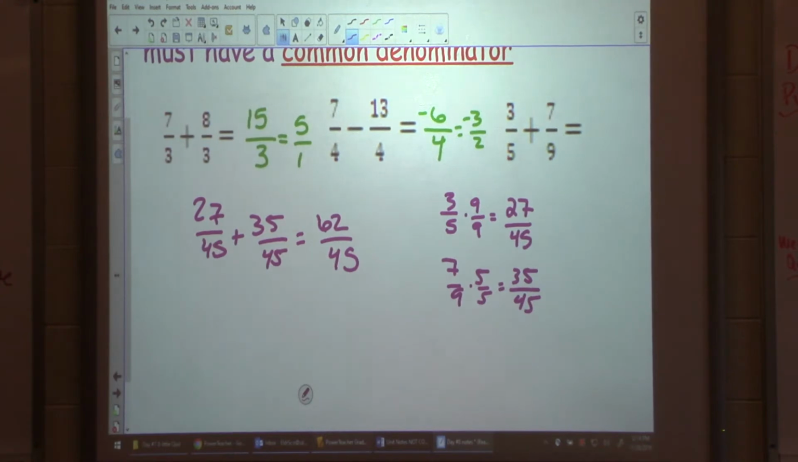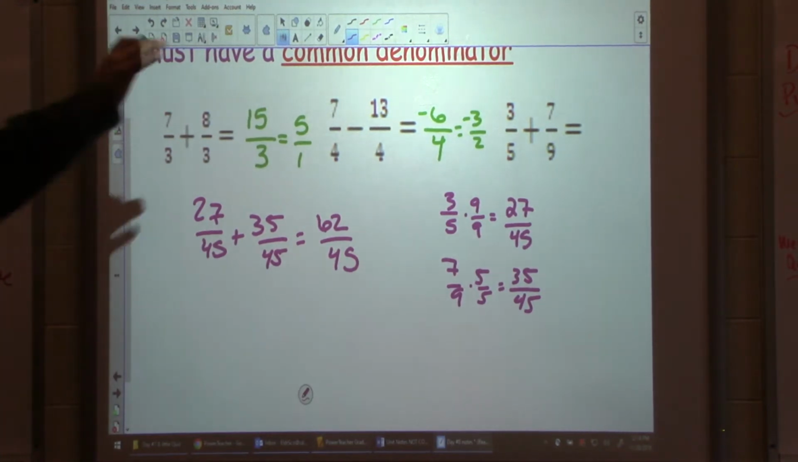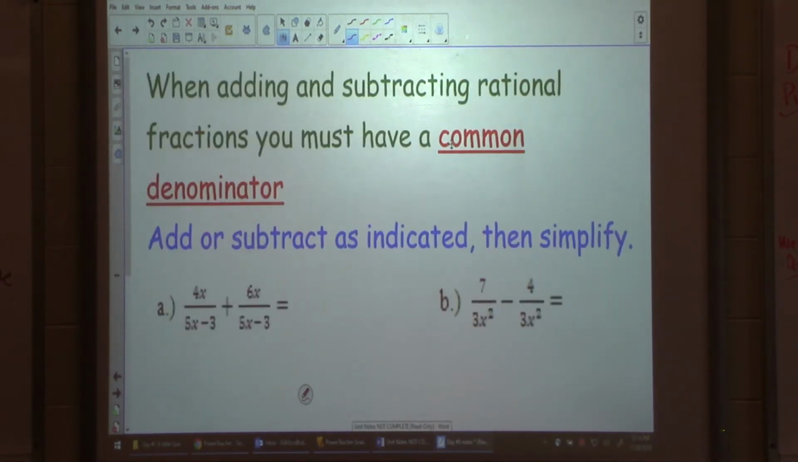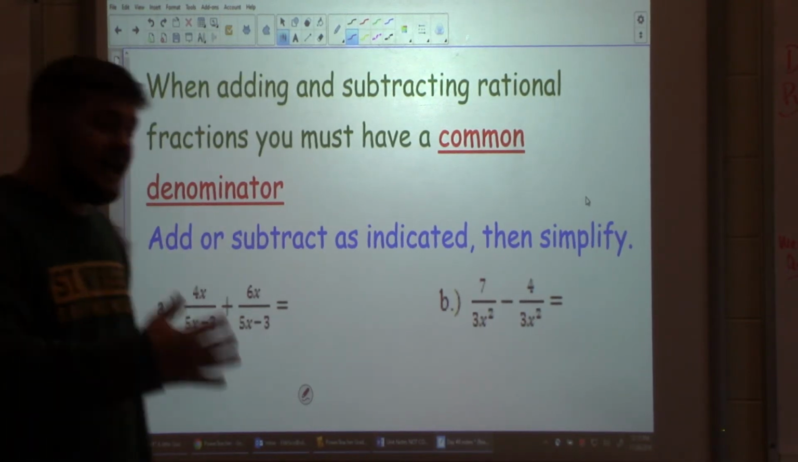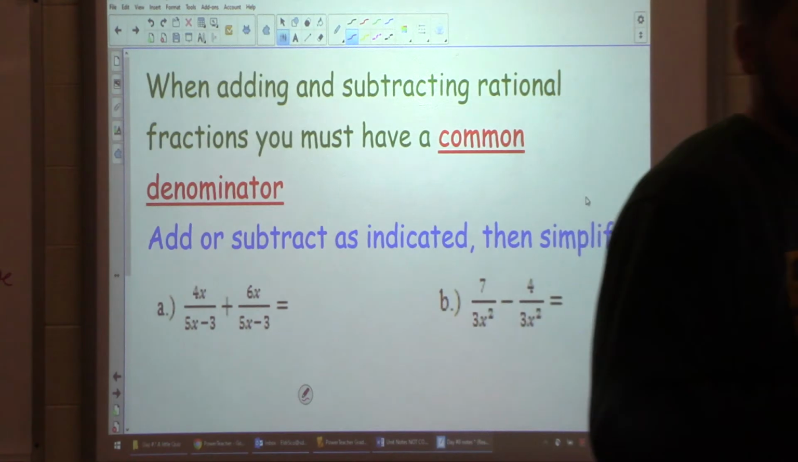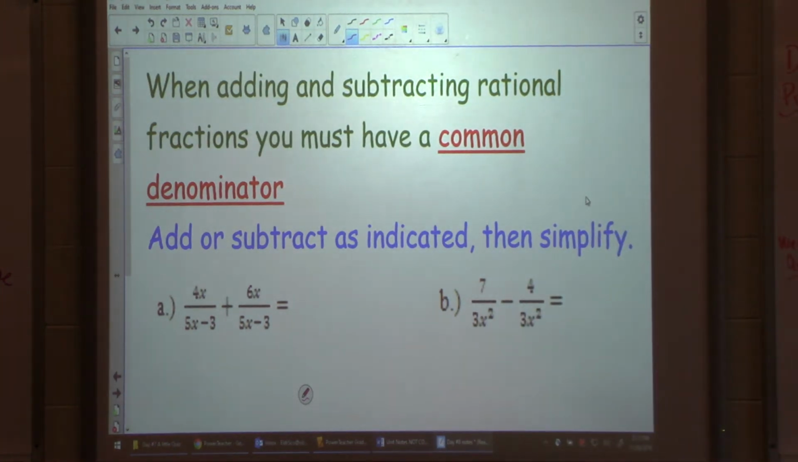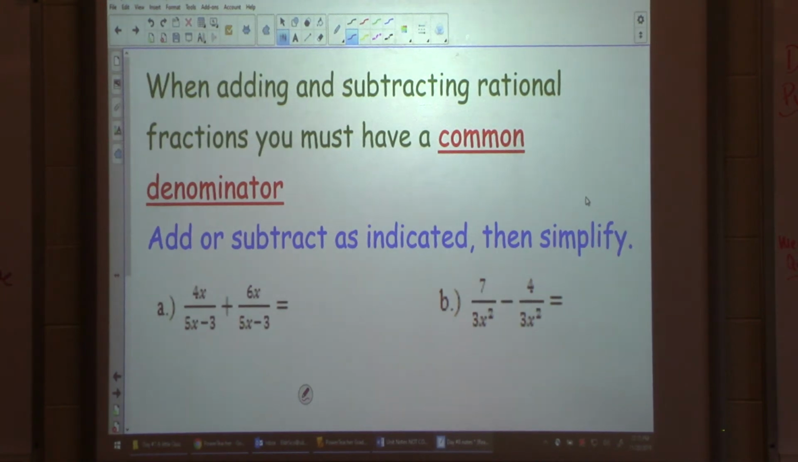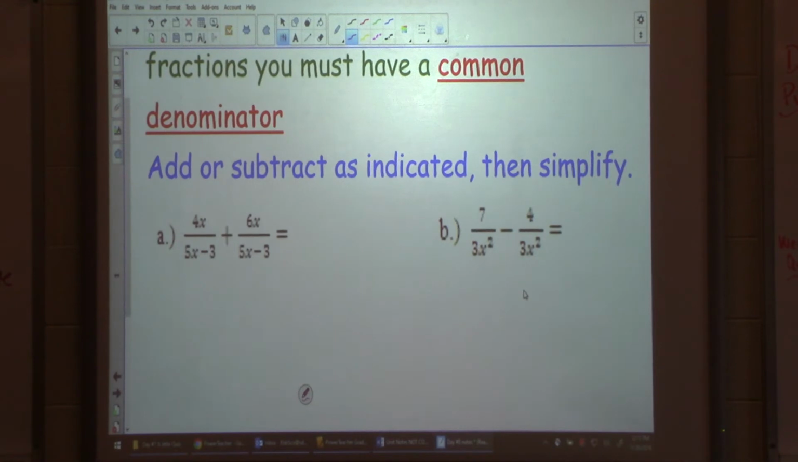No? Yes? No? Same thing holds true for rational expressions. When adding and subtracting algebraic fractions or rational expressions, whatever you might want to call them, you must have a common denominator. Right? It's the same with any fraction. It's a rule for everything. So let's add and subtract as indicated, and then we'll simplify.